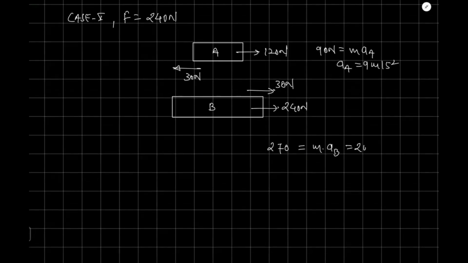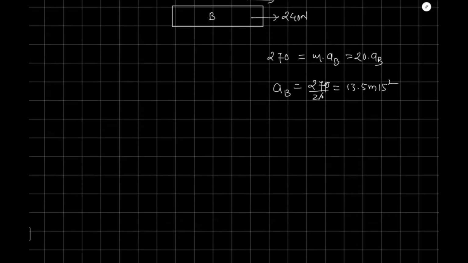So it will be 20 into acceleration of B. So you'll get acceleration of B is equal to 270 by 20, that is 13.5 meter per second square. Now we will see here that acceleration of B is 13.5, and A has acceleration here, that is 9 meter per second square. So we can see acceleration of B with respect to A is 13.5 minus 9, that is equal to 4.5 meter per second square.